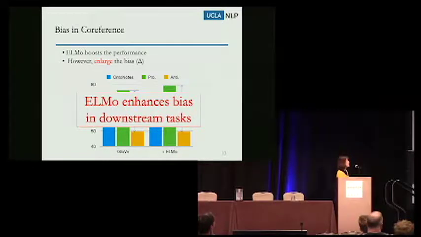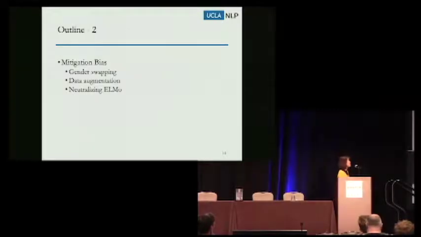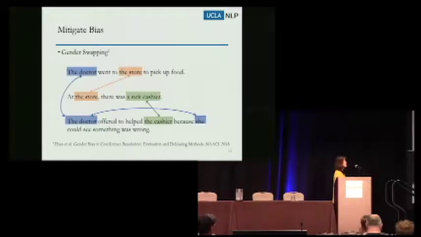So in the next section, I will talk about our mitigation method. Before doing that, I will first discuss the gender swapping technique, which is the foundation of our method. And then I will talk about two methods. One is data augmentation, and one is neutralizing ELMo. So let's begin with gender swapping.